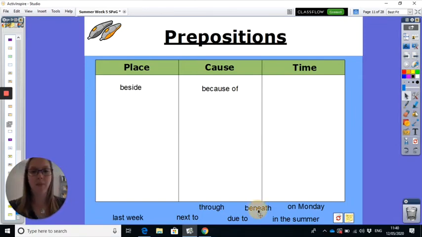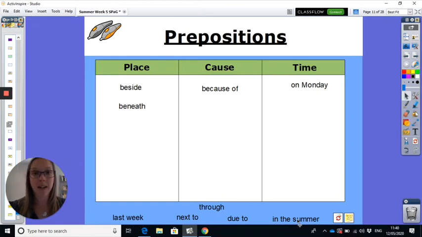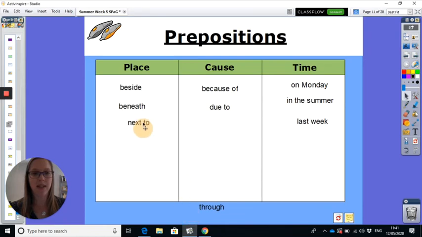So beneath, the ball was beneath the table. It tells you where. On Monday, that's time. In the summer, I like to play in the paddling pool. That's telling you time, it's telling you when. Due to. Due to is a cause. It's similar to because of, okay, my school was closed due to coronavirus. One thing happened because of another, and the words that join the two together are the prepositional phrase. Last week, that's easy, that's time, that's telling you when. Next to, that's telling you place.